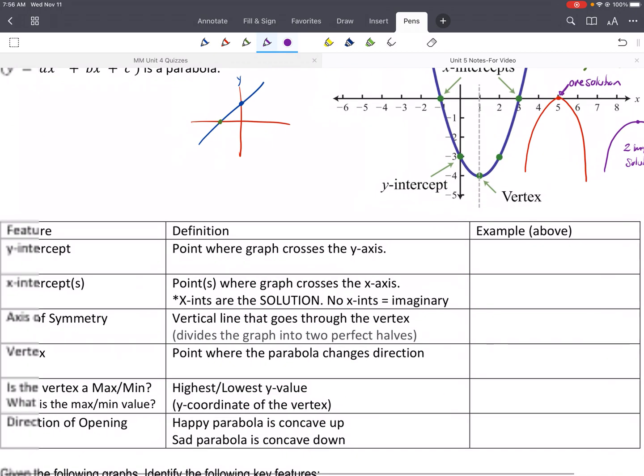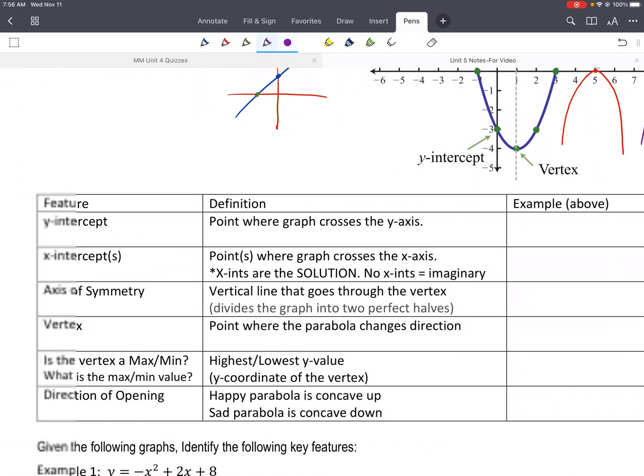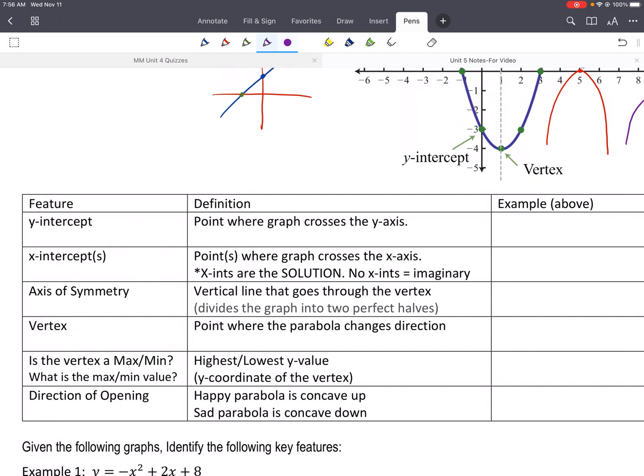All right, so that's all in here. Again, the y-intercept is where it crosses the y-axis. The x-intercept is where the graph crosses the x-axis. And again, x-intercepts are the solutions, and if there are no x-intercepts, then we'd have imaginary solutions.